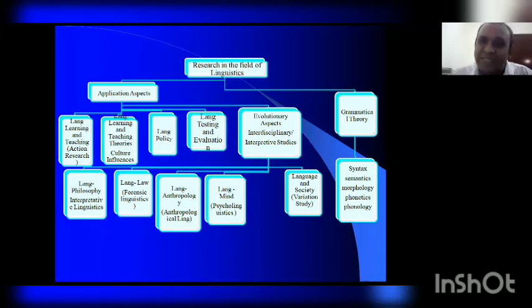Research in the field of linguistics has two broader areas. Grammatical theory, we are not going to talk about, I said very clearly. We are discussing application aspects: language learning and teaching, action research, different theories, language policy, testing, evaluation, and evolutionary aspects. In evolutionary aspects, we have interdisciplinary or interpretative studies, within which we have language and society, that is variation study; psycholinguistics, language and mind; language and anthropology, anthropological linguistics; language and law, forensic linguistics; and language and philosophy, interpretative linguistics. That's what we are going to look at right now. Have a look at this broader picture.